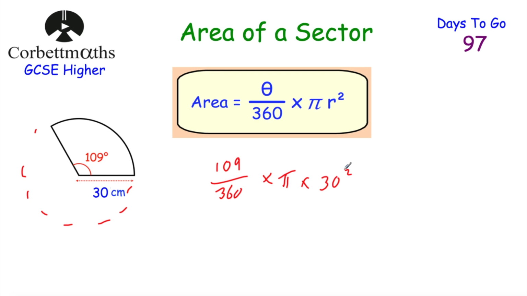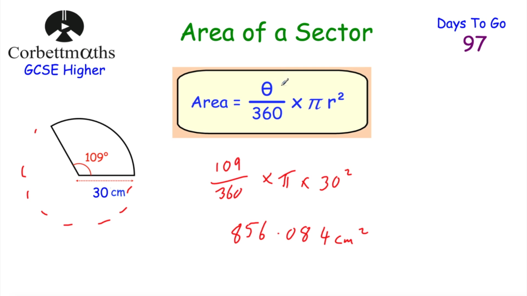If it's a non-calculator question, you might find that the fraction simplifies down, and then you can work out the fraction of whatever you get when you square the radius. So if it's a non-calculator question, it should hopefully be quite nice in terms of the numbers. So multiplied by pi multiplied by 30 squared. And whenever I do that, I get an answer of 856.084 centimeters squared to 3 decimal places, and that's it. So that's the area of that sector.